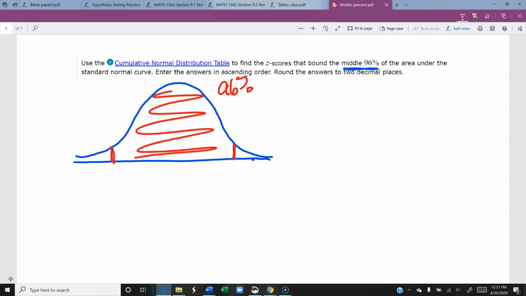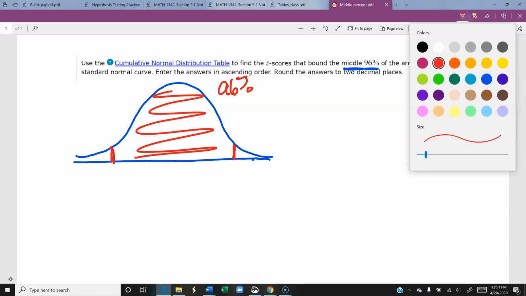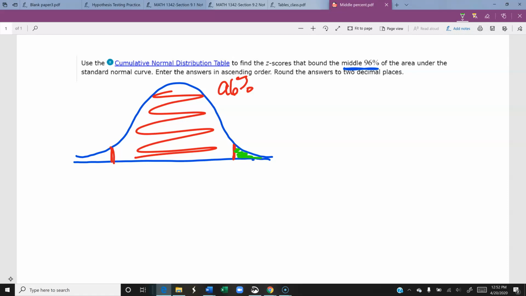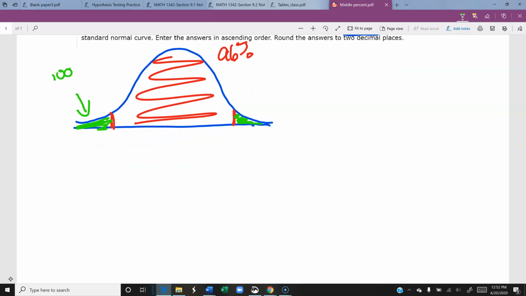Whenever I do that, I cut off an equal amount on both sides. So that means that this tail and this tail, if I drew it correctly, would have the exact same amount left in them. So in order to find how much is left in each of these tails, what I'm going to do is take 100% minus the middle 96%, and I'm going to divide that by 2 because it's got 2 tails. Okay? So that would mean I would have 2% left in each side.